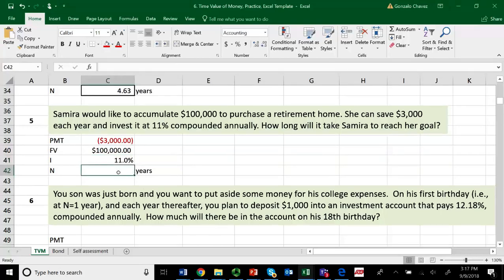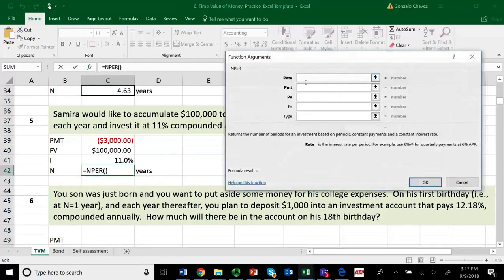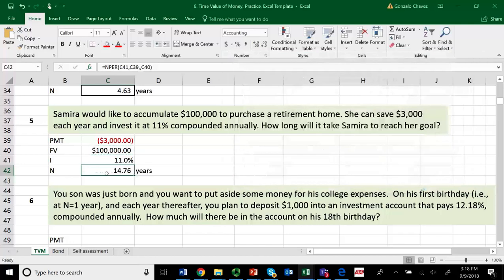The number of periods. In this case, we're going to use the same function as before, the NPER function. As before, we need rate. That's 11%. The payment that we left empty before, now we click on the $3,000 because now we know that there are repeated deposits every year, the same amount with the same periodicity. No present value. In other words, she doesn't have anything already in the account, so that's the one that we're now going to leave empty. The future value that you want to reach is the $100,000, and press OK. And the number of periods is 14.76 years.